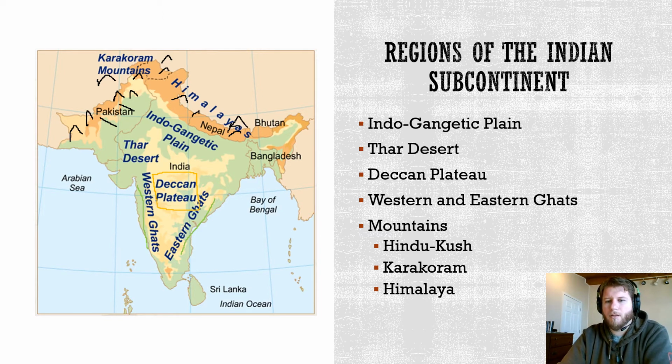And then the Thar Desert right up here in this kind of region up to the northwest, northwest of the Deccan Plateau. And then that Indo-Gangetic Plain, so that's the region where the Indus and Ganges rivers are located.